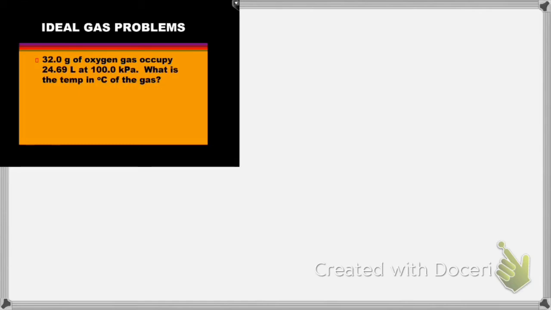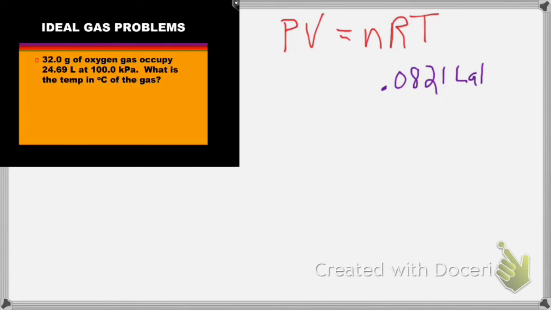So we know that we are going to use our equation, PV equals nRT. So a good place to start, what I suggest, is that you always fill in the R value first. And a reminder, we are going to use the one that your book prefers, 0.0821 liter atmosphere over Kelvin mole.